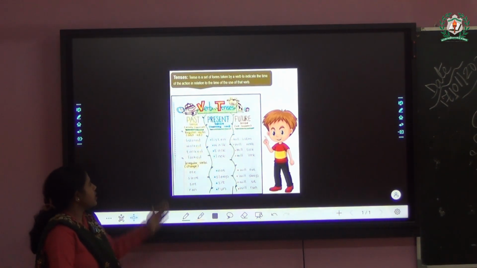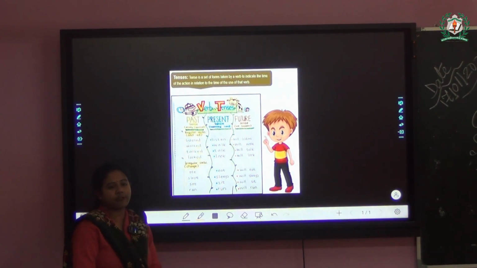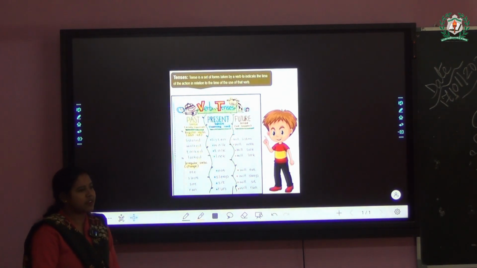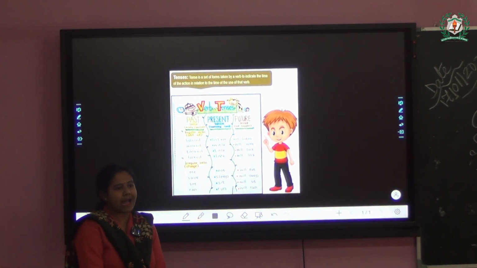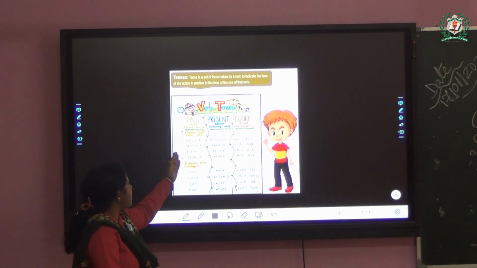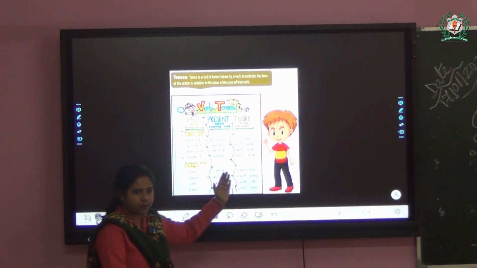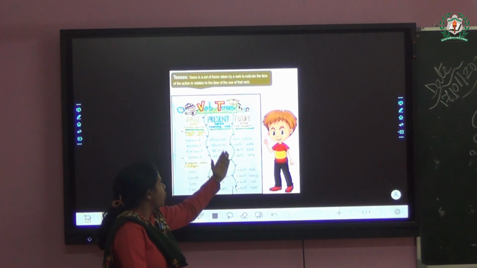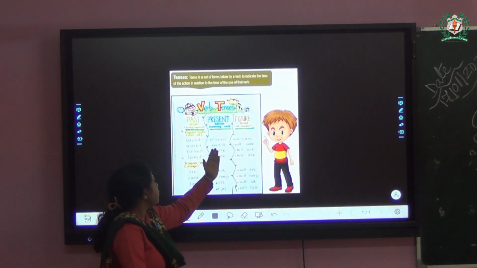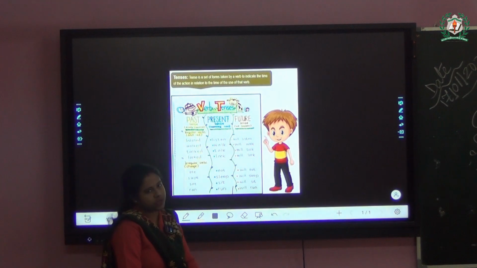So here the verbs that have only ed added to the first form are known as the regular verbs. So, regular verbs are very easy. You only have to add ed to it and we will get the past form. And to make the future form, you have to add will to the present form of that verb and you will get the future form.